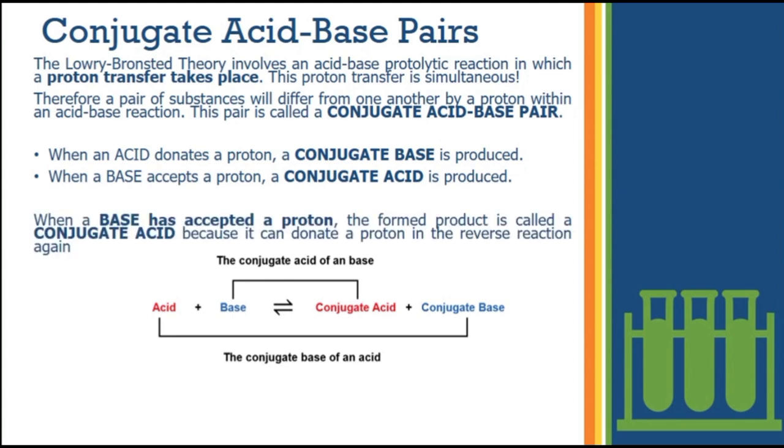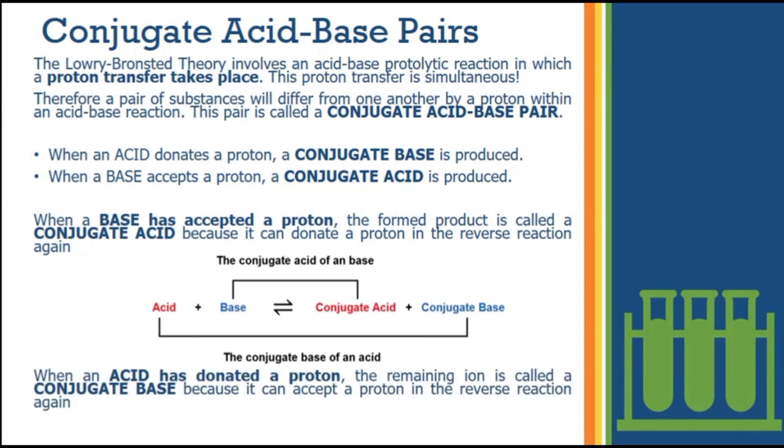Now, when a base has accepted a proton, the formed product is called a conjugate acid. We've seen that in our diagram, because it can donate a proton in the reverse reaction again. And when an acid has donated a proton, the remaining compound will be called a conjugate base because it can accept a proton in the reverse reaction. All right, so what do we need to remember from this particular slide? That every acid has got its conjugate base, and every base has got its conjugate acid. All right, there we go. Now, let's move on.